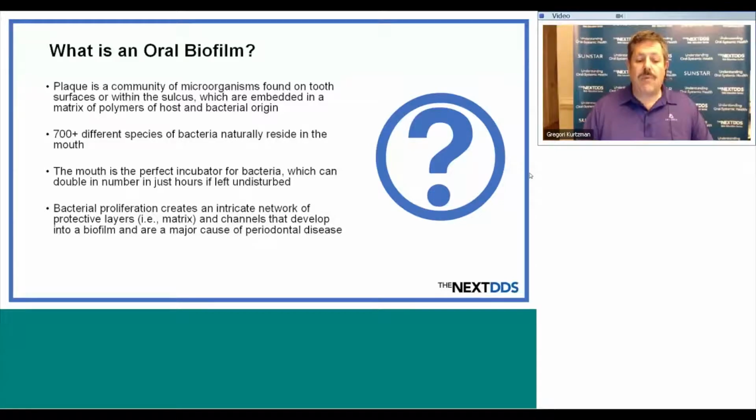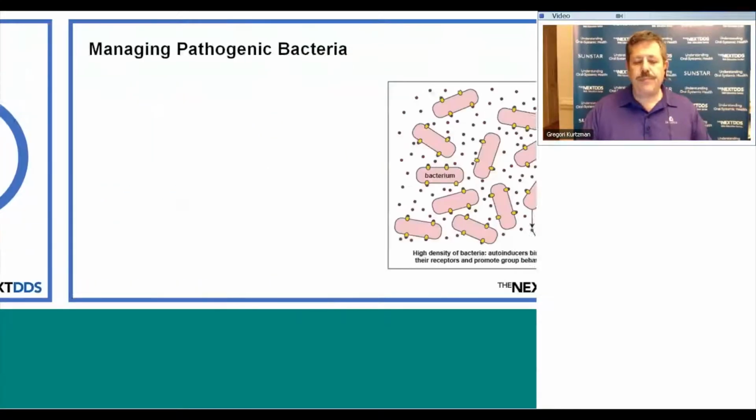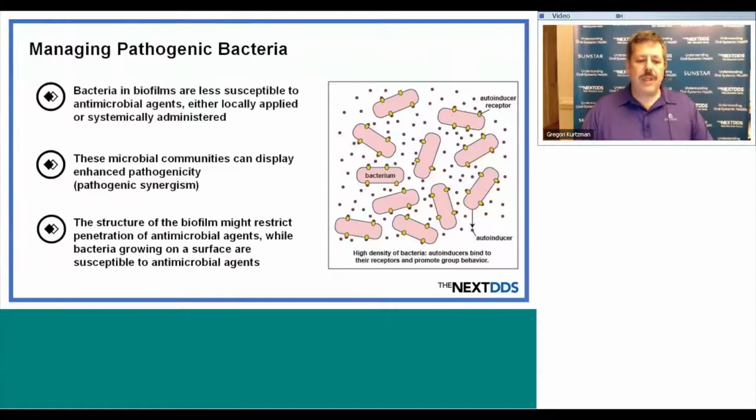The mouth is a perfect incubator for bacteria, which can double in number in just hours if left undisturbed. Bacterial proliferation creates an intricate network of protective layers, which is a matrix. It's pretty much a slime matrix that protects it, and channels that develop into a biofilm are a major cause of periodontal disease. So how do we manage these pathogenic bacteria? Bacteria in biofilms are less susceptible to antimicrobial agents, either locally applied or systemically administered.